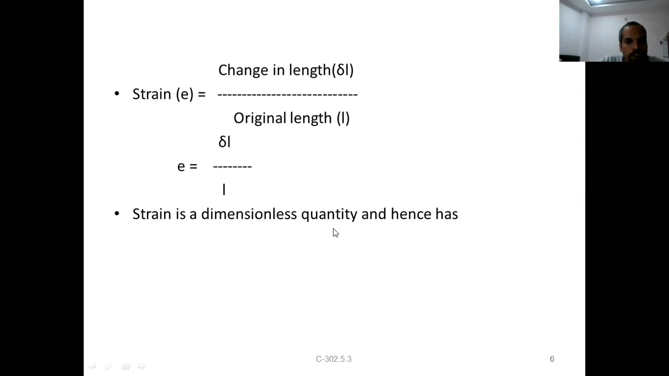Strain is a dimensionless quantity and hence has no units. Why does it have no units? See here, what is the mathematical expression of strain? Delta L by L, change in length to length. What are the units of change in length? The unit is millimeters. Similarly, the units of original length are millimeters, both are millimeters. So both get cancelled. What is the remaining? Nil. So that's why it does not have any units. The strain is dimensionless. Okay, so it is a dimensionless quantity and hence has no units.